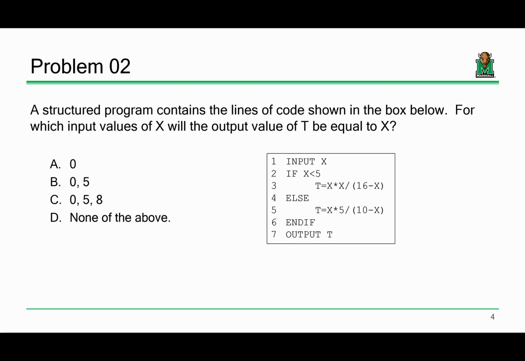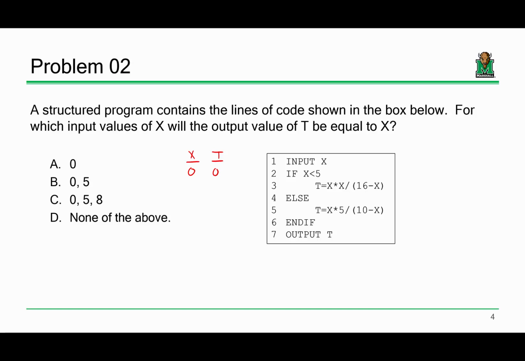Let's be clear on how the program works. I input a value of X and I output a value of T. So let's plug in an X value of 0. The program asks, is that value less than 5? Well, 0 is less than 5, so that's true. And if that's the case, T equals X times X divided by 16 minus X. That's the equation that I use. If I plug in a value of 0, I get 0 divided by 16, and so that's 0. So 0 works. If I plug in 0 for X, I get a 0 for T.